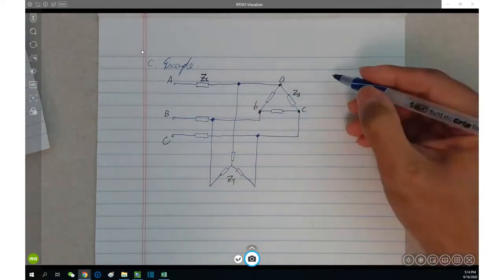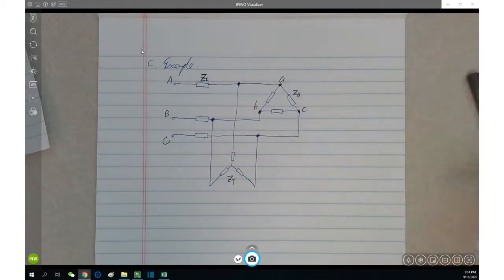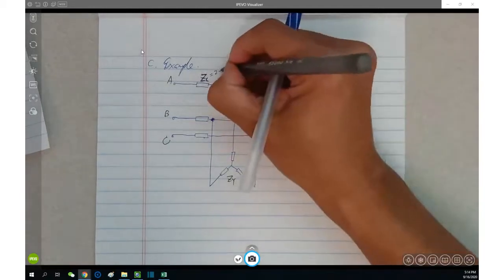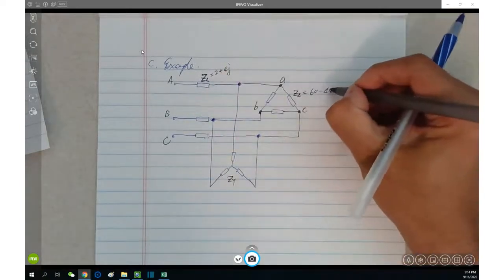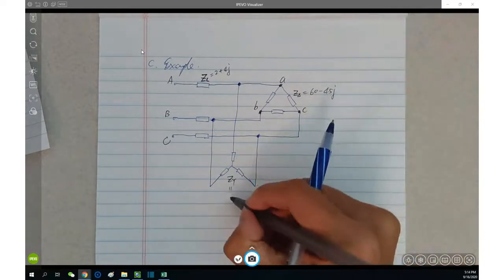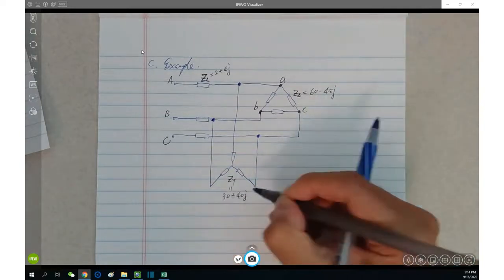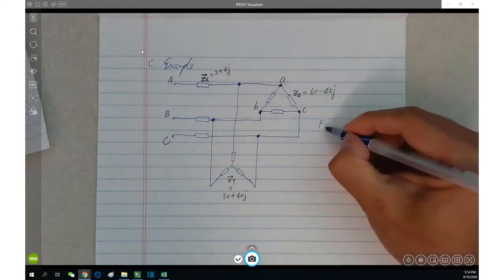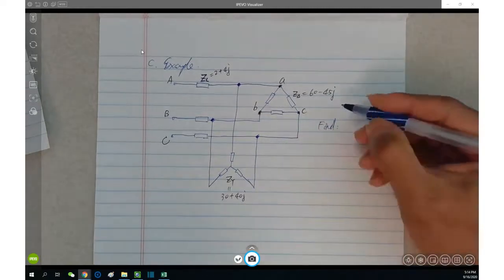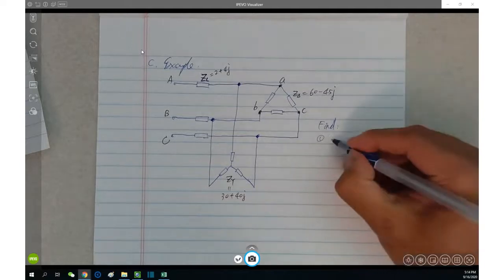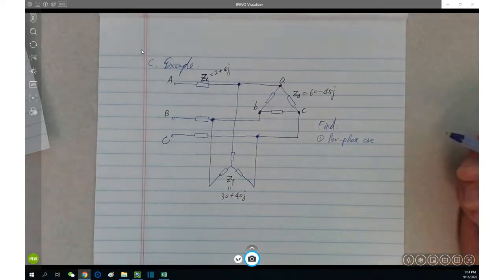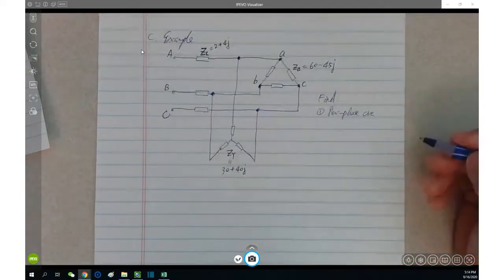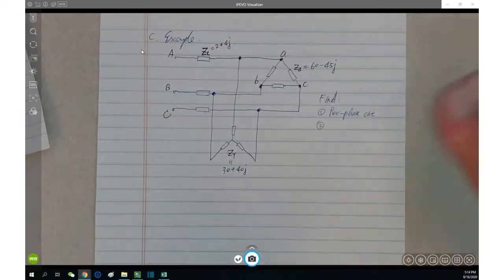Now it's telling you that ZL is equal to 2 plus 4J, Z delta is equal to 60 minus 45J, and ZY equals 30 plus 40J. And find, first of all, the so-called per phase circuit. If you see how to find a per phase circuit, it's fairly easy. And based on it, everything is based on the per phase circuit, we are conducting the calculation.